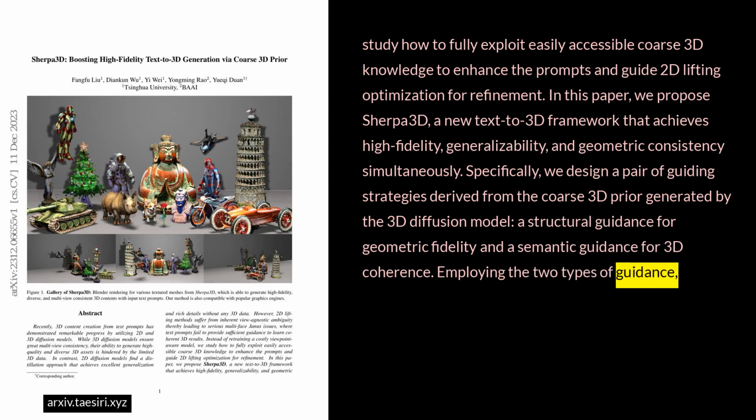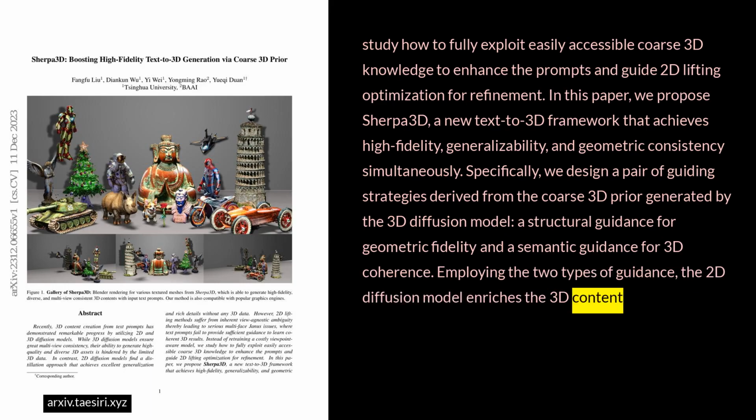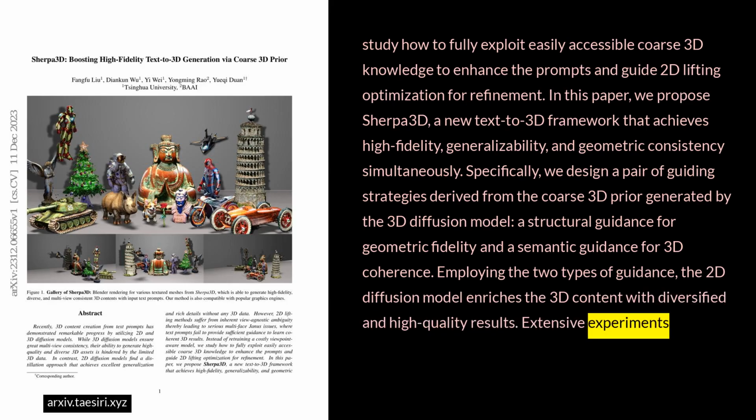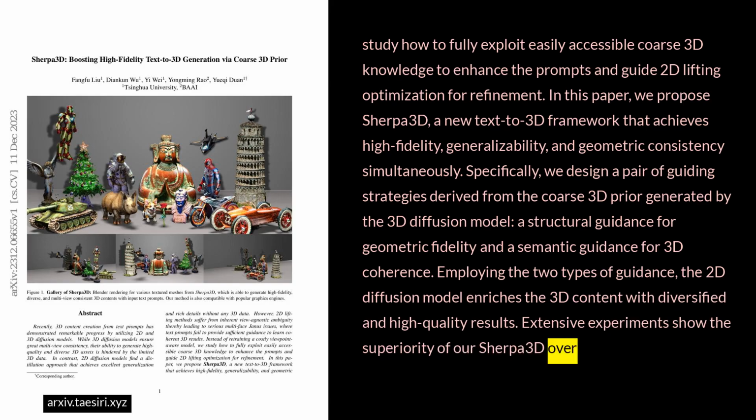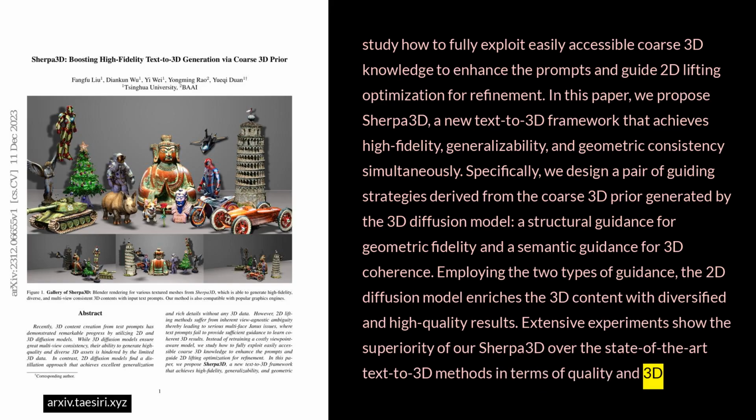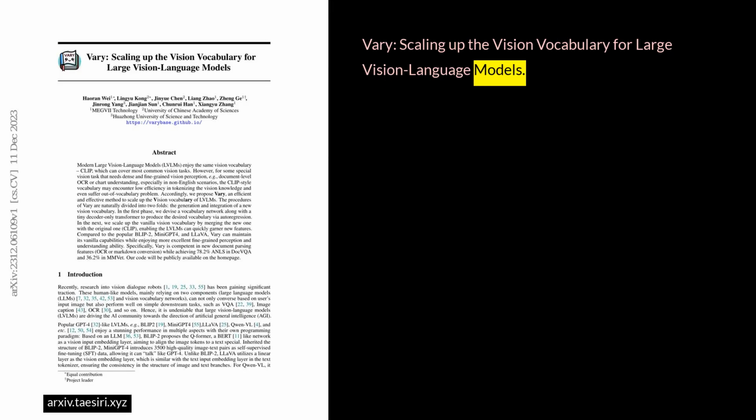Employing the two types of guidance, the 2D diffusion model enriches the 3D content with diversified and high-quality results. Extensive experiments show the superiority of our Sherpa 3D over the state-of-the-art text-to-3D methods in terms of quality and 3D consistency. Vary, scaling up the vision vocabulary for large vision language models.